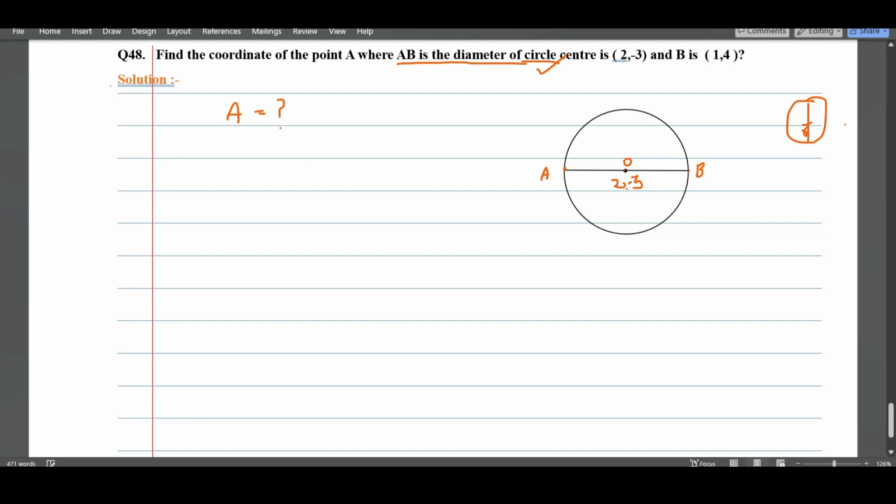This is our 2 comma minus 3, and B is given as 1 comma 4. The center O is given as 2 comma minus 3, and the B point is given as 1 comma 4.